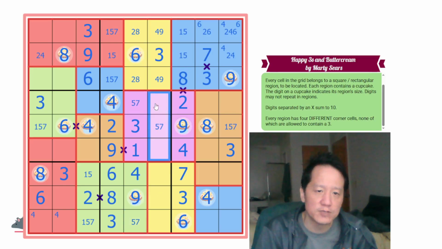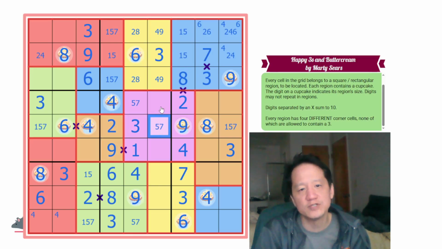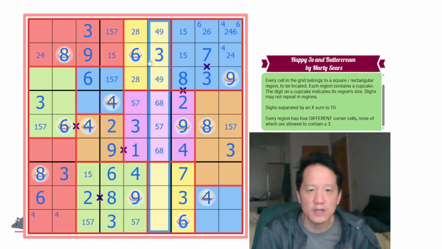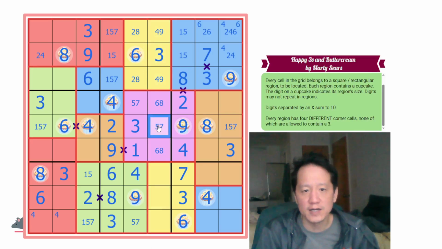So that means we have a 5, 7, 5, 7 pair in box 5, which eliminates 5 and 7 in the rest of the box. So this is 6 and 8. This is 6 and 8. And this cannot have a 7 in it. So where is the 7 in column 6? It has to be here because this can't be 7 because of this 7.